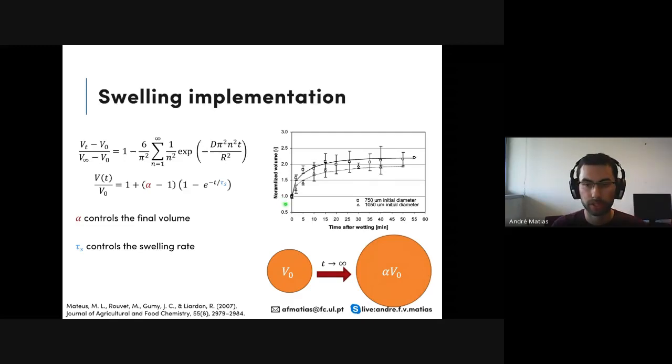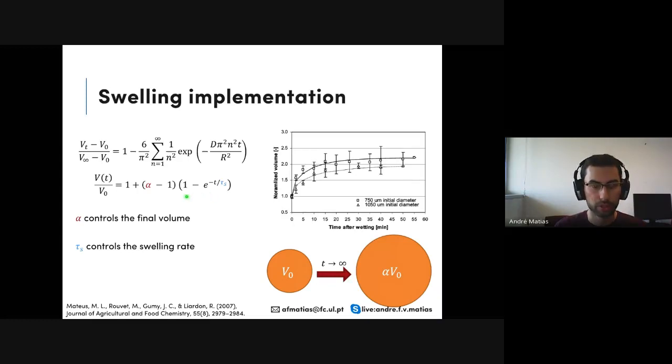Furthermore, it was found that the volume increase of the coffee beans is well adjusted by this analytical expression, which is the result of assuming that water is absorbed on the surface. Because I have an infinite sum here, which does not go well with numerical simulations, I simplified the expression, and now I only have two free parameters: the alpha parameter, which controls the final volume of the particles, and a swelling time scale, which controls how fast the swelling occurs.